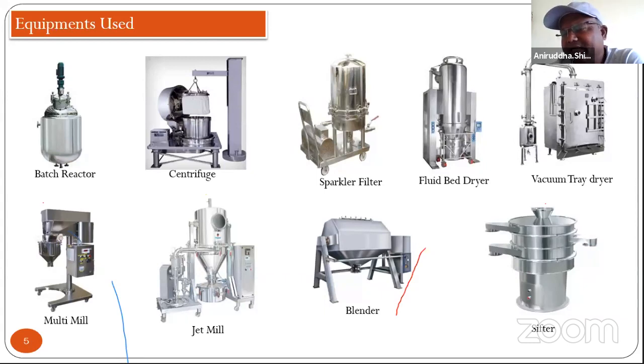After that, the next step is packing. After this packing, this is the last material from the API perspective. It is called API, active pharmaceutical ingredient, and that material is the key raw material of formulations. In a formulation, using that API, they make different formulations like tablets, capsules, injectables, and syrups. So that is utilized for further usage. Okay.